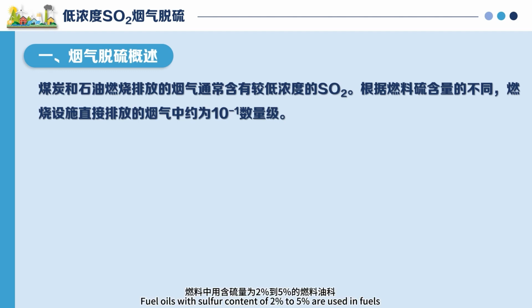Where fuel oils with sulfur content of 2% to 5% are used as fuels, sulfur dioxide in the smoke only accounts for 0.12% to 0.31%.